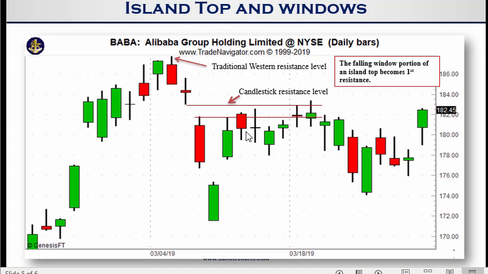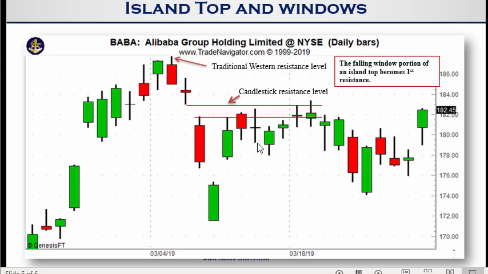Now, the reason I was able to do that is because with an island top, as shown here, the market gapped up and gapped down. This is traditional resistance up here. But because of the falling window, we now have a candlestick resistance area that comes before the traditional Western resistance level. So whoever had asked about this market knew to lighten up on long positions, or maybe even think about going short, or move up a protective stop because the market was at resistance. And that was confirmed with the doji, where the opening and closing are the same or nearly the same.